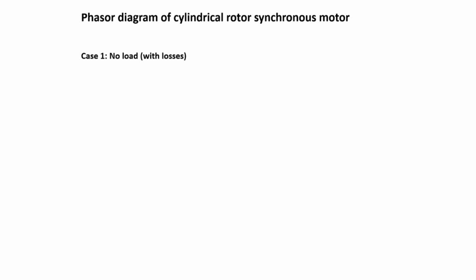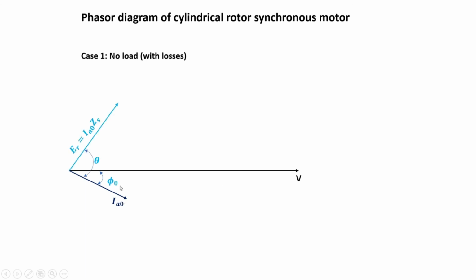Therefore, the phasor diagram under this condition is, this is the terminal voltage. In order to meet the losses, it takes a current IA0, say lagging the voltage by an angle phi 0. Then due to this current, some voltage drop is developed in the armature. That voltage drop is IA0 ZS, which leads IA0 by an angle theta, where theta is equal to tan inverse XS by RA. So the vector difference between V and ER gives the back EMF EB. In a synchronous motor, V is equal to EB plus I into ZS. The angle between EB and V is the load angle delta.